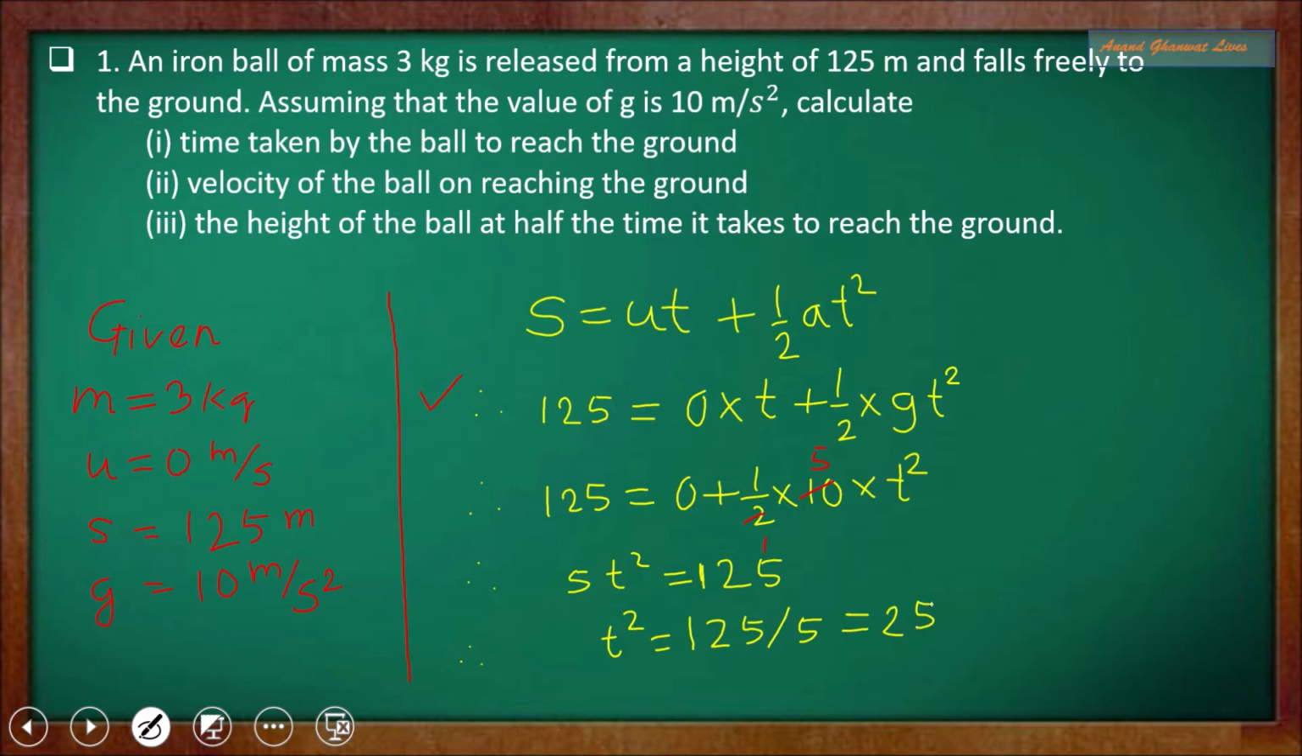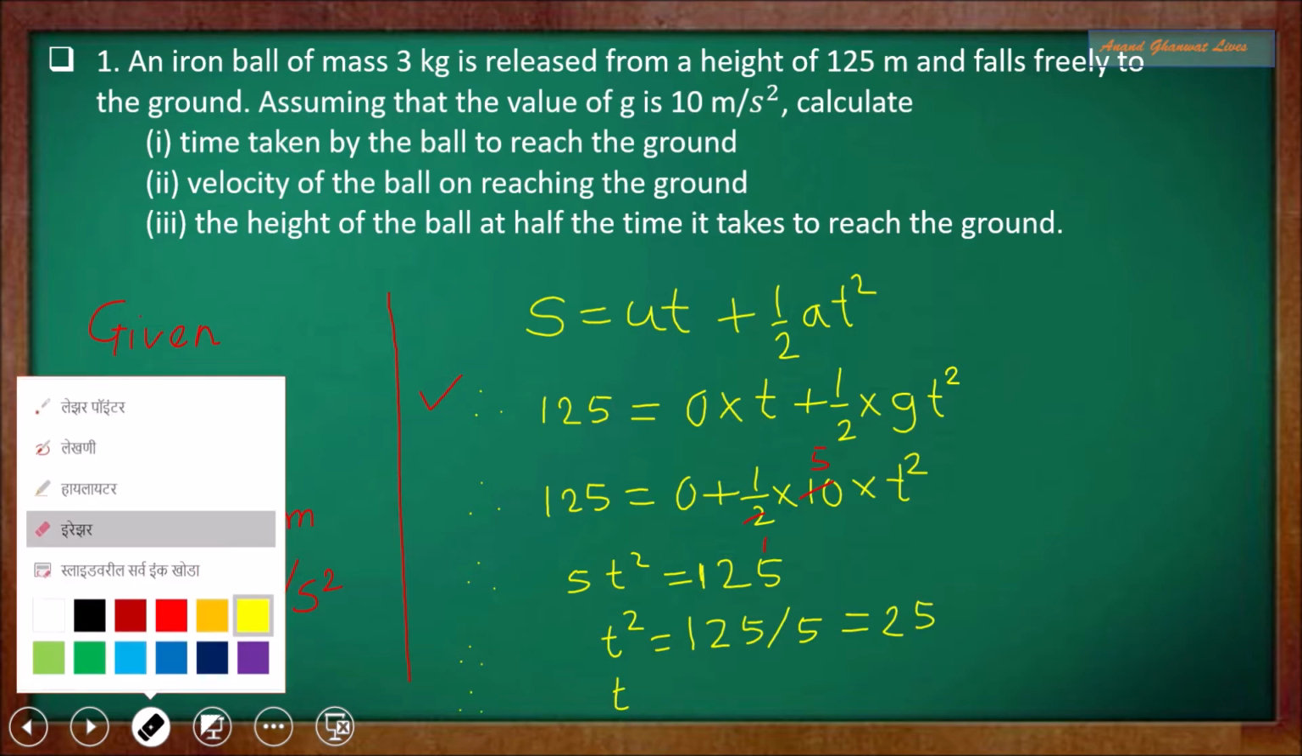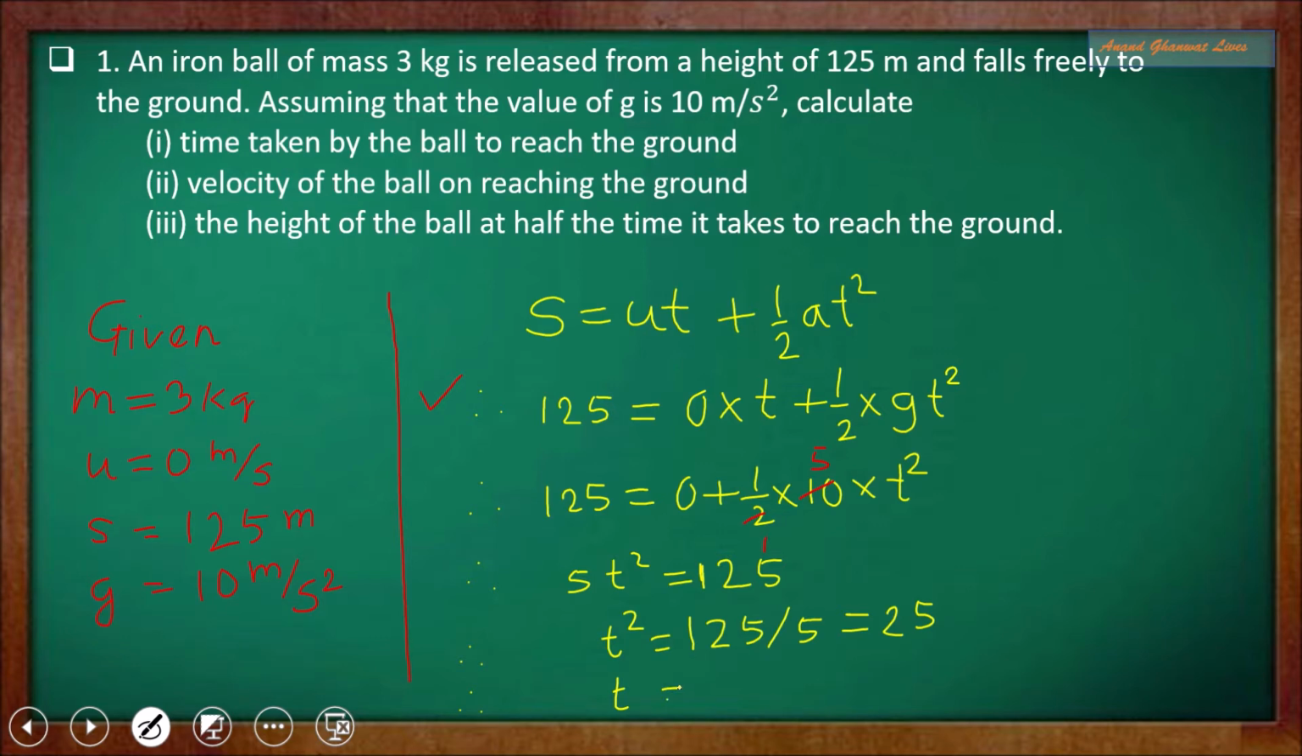Now taking square root on both the sides, t is equal to 5. Let us take the positive value, because time taken is not negative, it is always positive. So t is equal to 5, means what? The answer of the first question, that is the time taken by the ball to reach the ground, is 5 seconds.